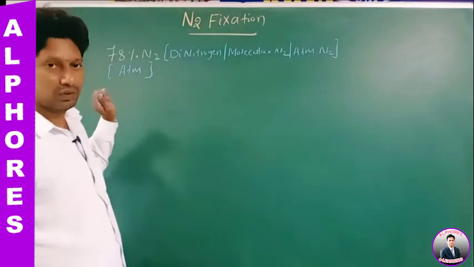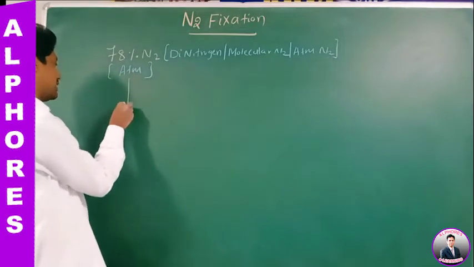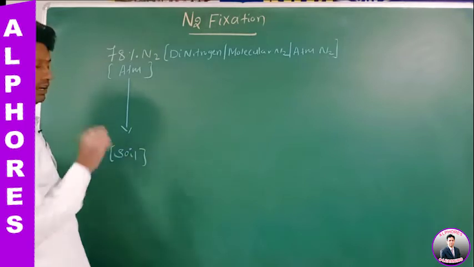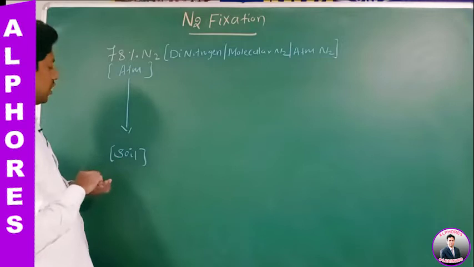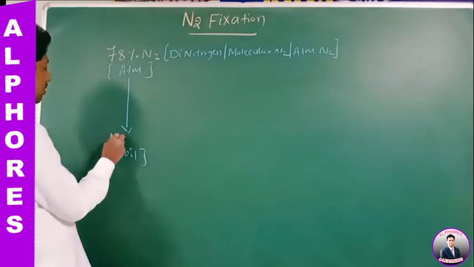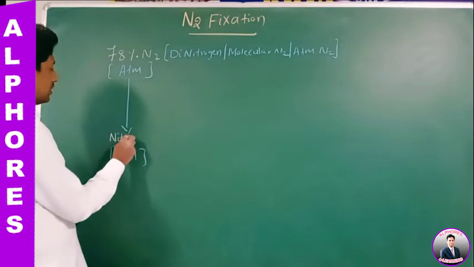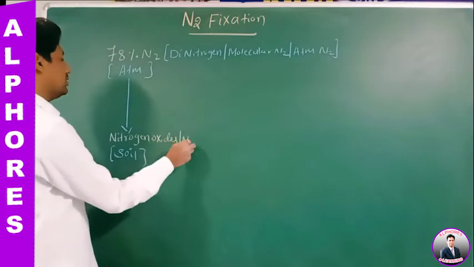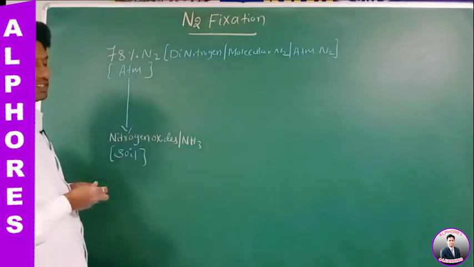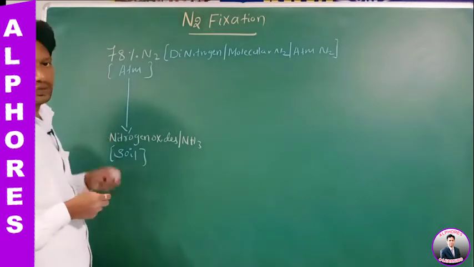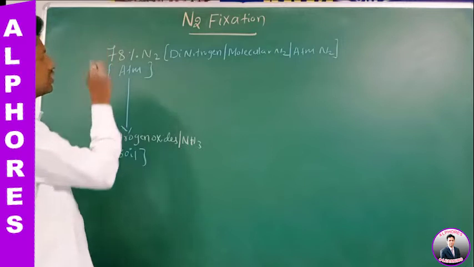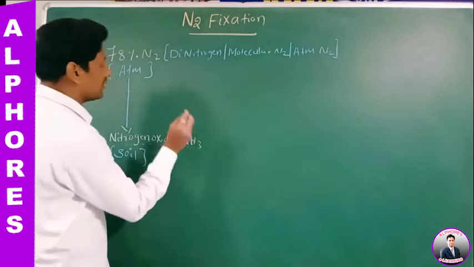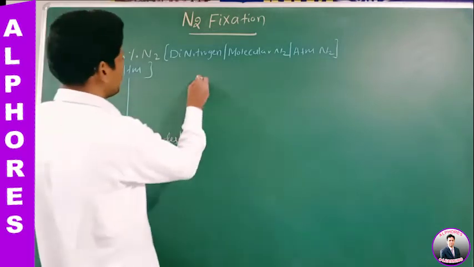The nitrogen present in the atmosphere is fixed into the soil, from the atmosphere to the soil, either in the form of nitrogen oxides or in the form of ammonia. This is called nitrogen fixation. Therefore, fixing nitrogen from atmosphere to soil, either in the form of nitrogen oxides or ammonia, is called nitrogen fixation.